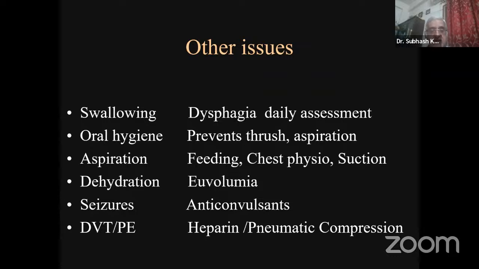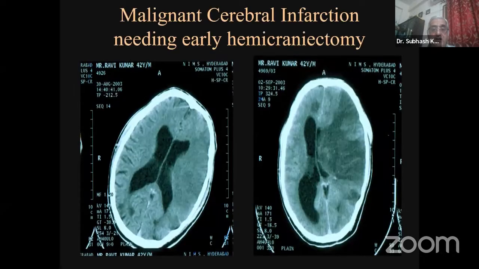Oral hygiene should be maintained by nurses. Patients should undergo chest physiotherapy. Dehydration should be avoided, maintaining euvolemia. If there are seizures, anticonvulsants should be given, but there is no need of giving prophylactic anticonvulsants. And another important thing is that subcutaneous heparin and pneumatic compression devices should be used to prevent DVT. We should not give elastic stockings. They are contraindicated.